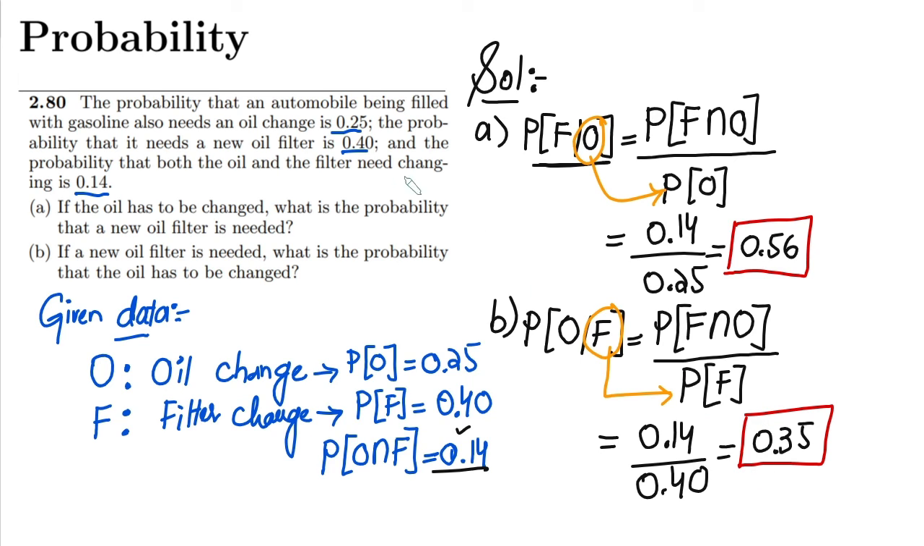So that's it for today, in which we have seen two scenarios which are completely opposite of each other. Here I want to find out the probability of a filter change if oil has been changed, while here I want to find out the probability of an oil change if the filter has already been changed. So I have found these two values by using the conditional probabilities which are given here.